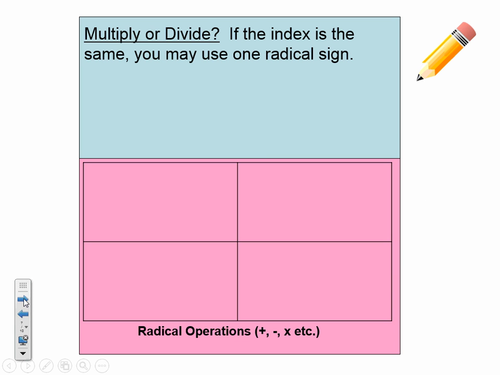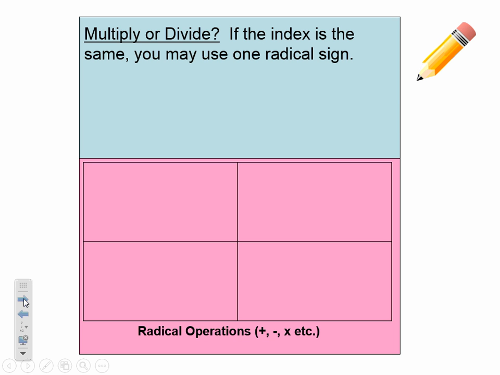On the top there it says multiply or divide. Make sure you write that in there. If I'm going to multiply or divide, or if the problem asks me to multiply or divide, I need to look if the index is the same. You can use one radical sign then and actually do the multiplication or do the division. So we're looking to make sure that index is the same, and then I can go ahead and just multiply or divide like it asked me to do.